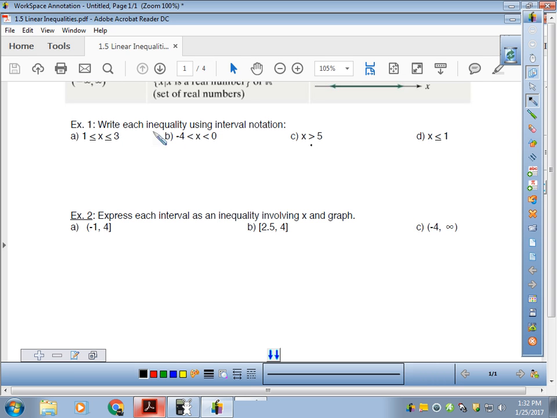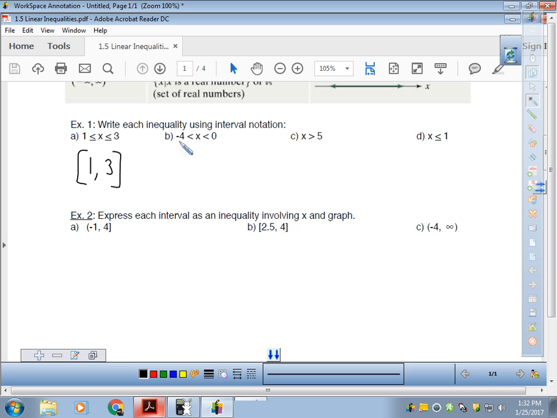So example 1 here asks us to write each of these inequalities using interval notation. Our first one is 1 is less than or equal to X is less than or equal to 3. So that's saying that X is somewhere in between 1 and 3. So we would write 1 to 3. And then because of the equal tos, we would use brackets. And that would be our interval, 1 to 3, both of them included.